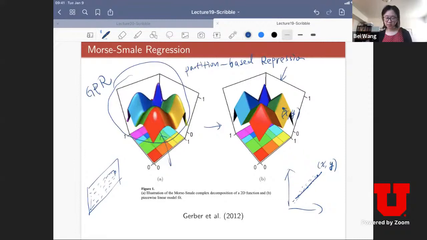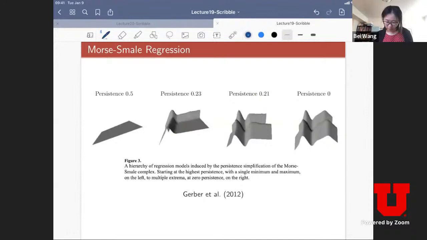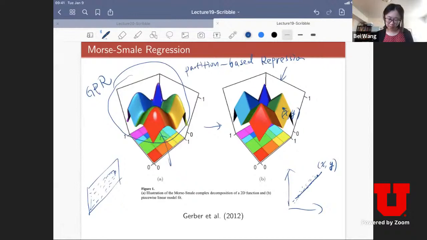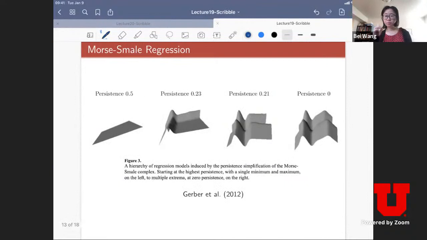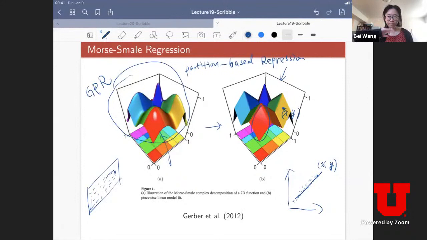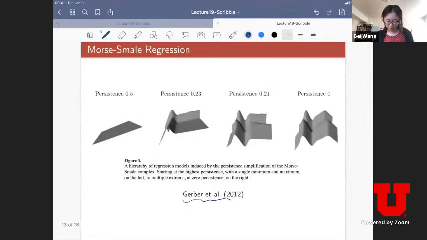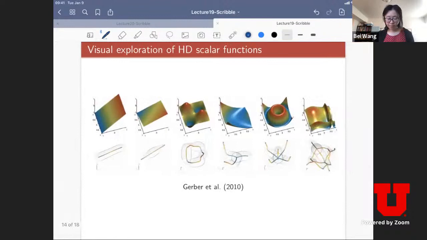So where is it used, right? Not only that, each of those pieces is now a linear regression. You can also talk about this regression model in terms of the persistence attached to it. What you are seeing here is that in addition to fitting each of those pieces with a linear model, you can also employ the idea of persistence to talk about how important that particular piece of linear regressor is, okay? So I would encourage you to look at the paper for some technical details.